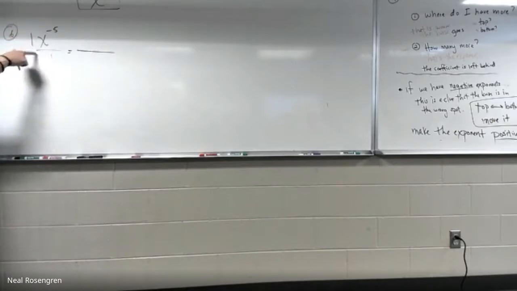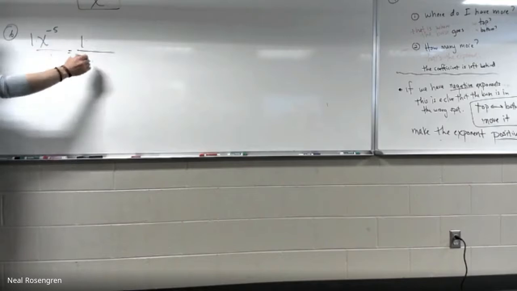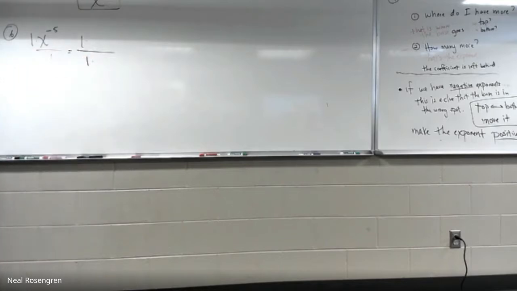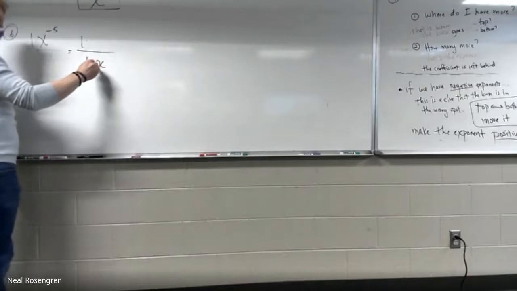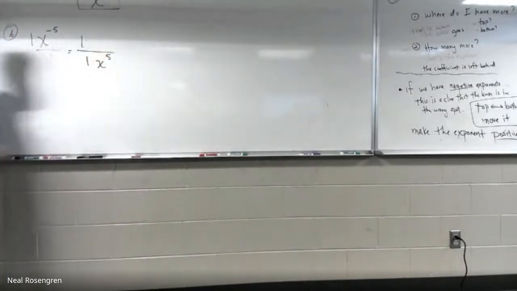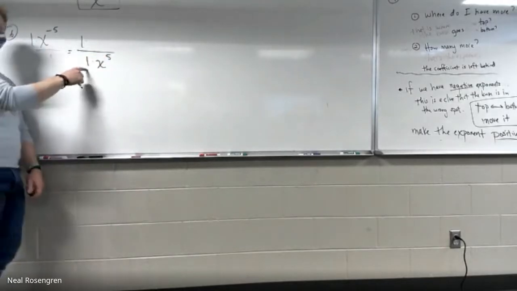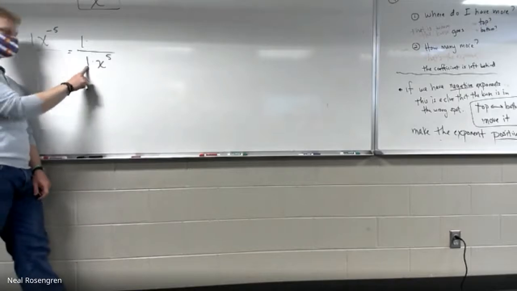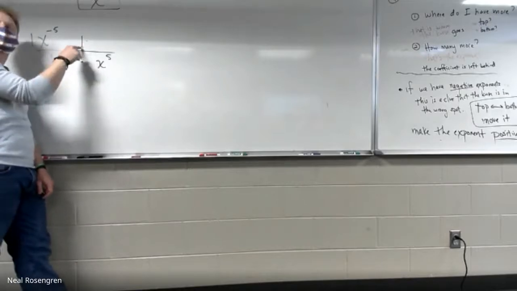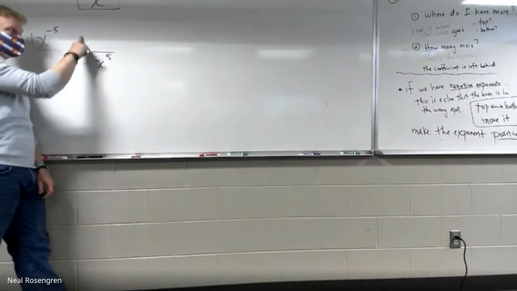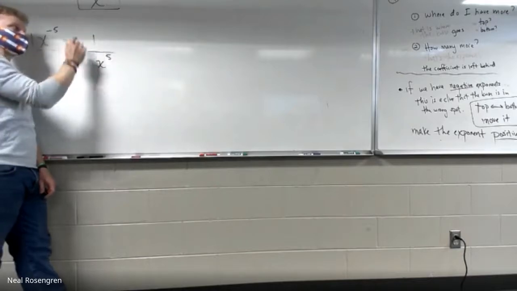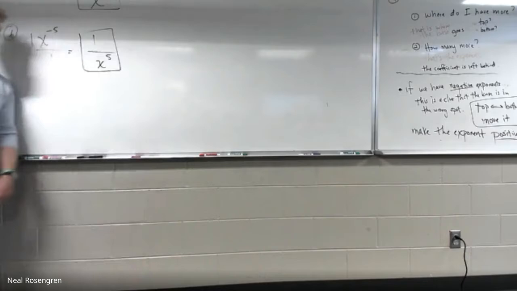Those are both good. Those don't move. What happens to that x to the negative 5th? It goes to the bottom. And what do I do to it? Make it positive. Do I need this one sitting in front of that x to the 5th? No. Do I need this one that's up top? Yeah, that's by itself. I need something, so I leave it just like that.